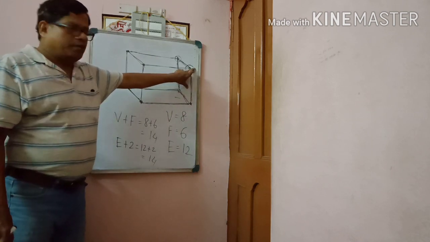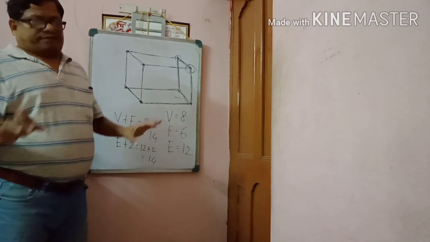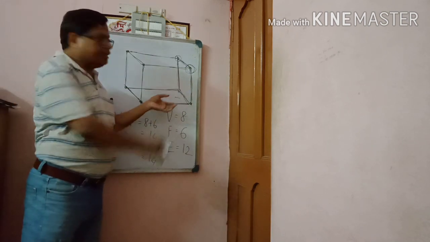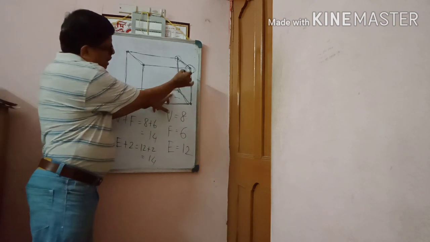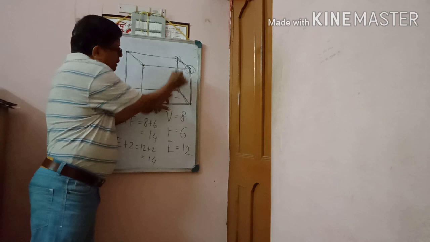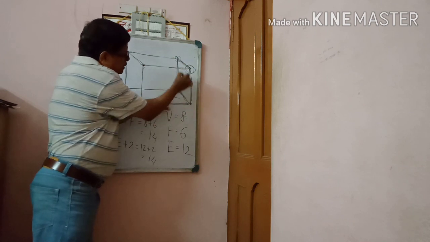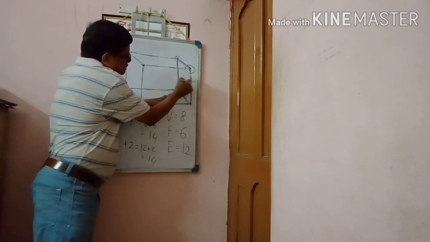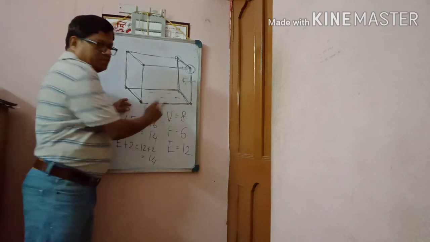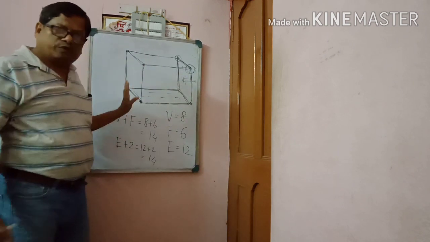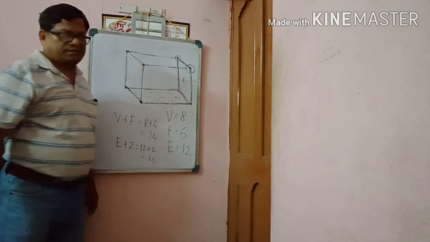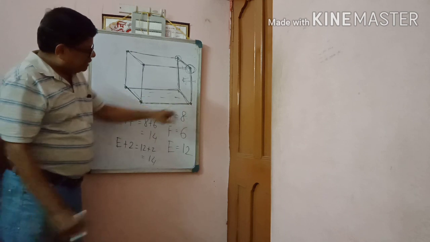Okay, the polygonal region forms a face. So this one region is there, no? So this is the face, this is one face. If we consider this one region formed, so this is a face, and an edge, I must have an edge.